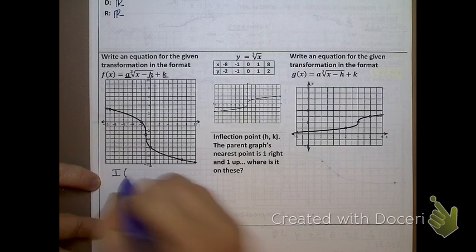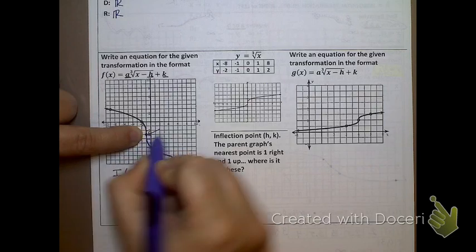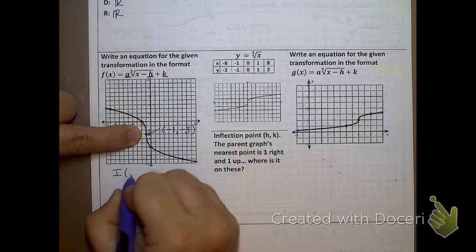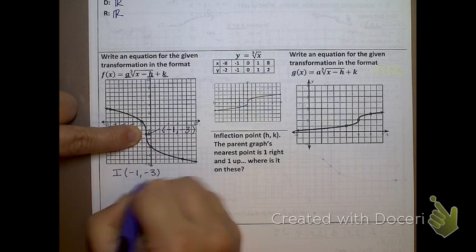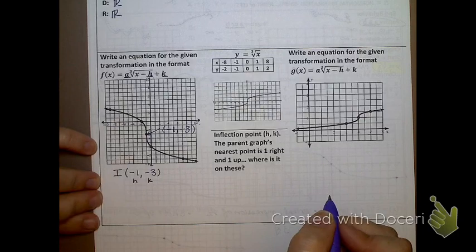How do I find h and k? I find the inflection point. Where's my inflection point? Right there. What is that point? Negative 1, negative 3. So that's my h and my k value. So far, so good?